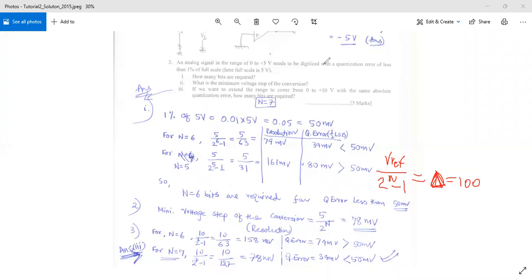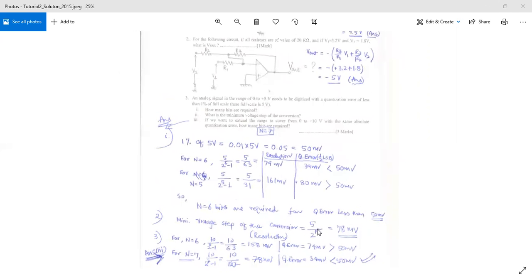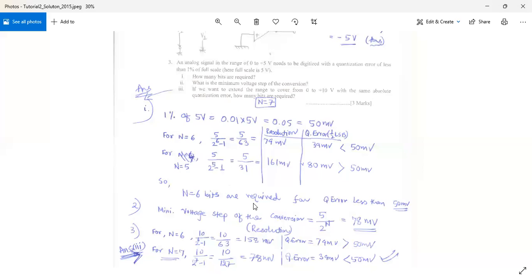If you do that, you'll get an approximate n value of around 6. It is up to you to decide whether to increase the number of bits or not. We can tabulate, or we can use the method that I just showed you to solve for n. If we use the tabulation method, we can use n equal to 6, and we can see that our resolution is 158 millivolt with Vref equal to 10. So 10 divided by 2 to the power of 6 minus 1 gives a resolution of 158 millivolt.